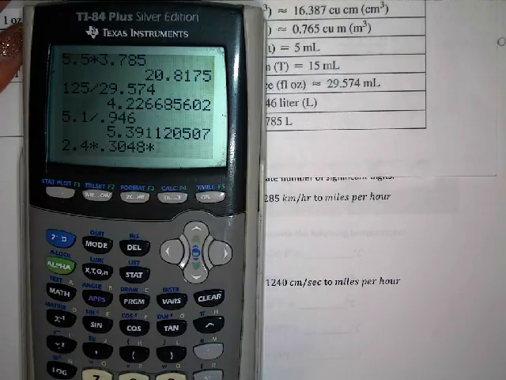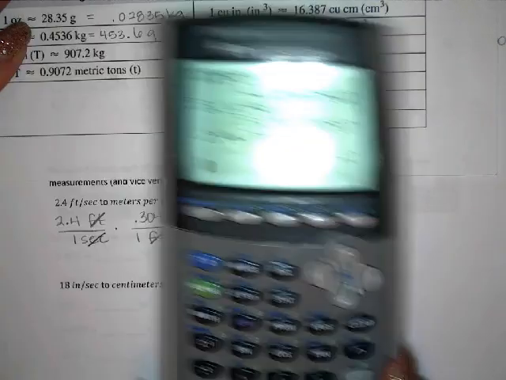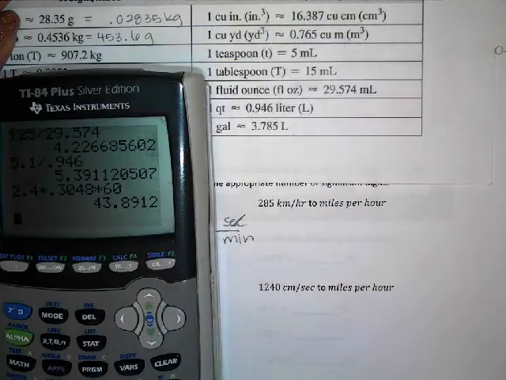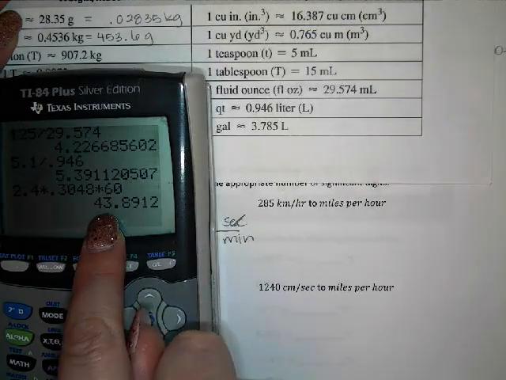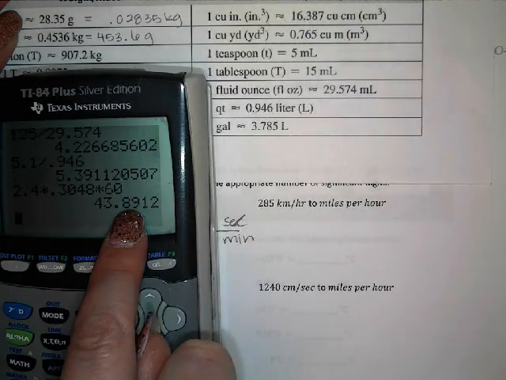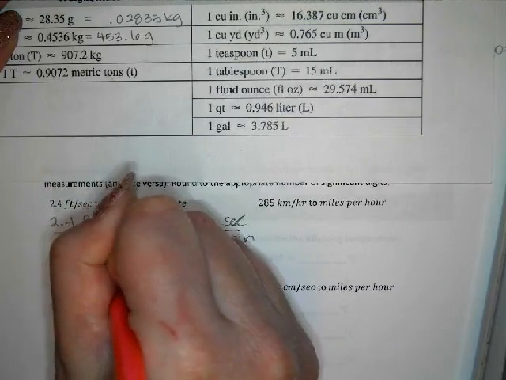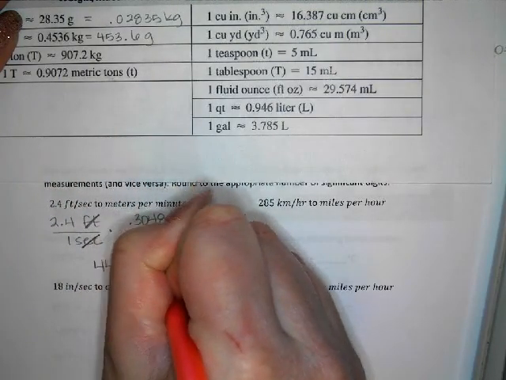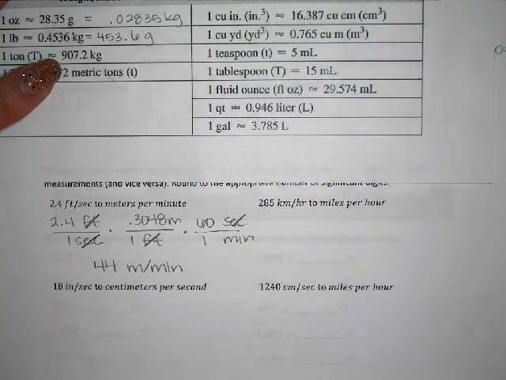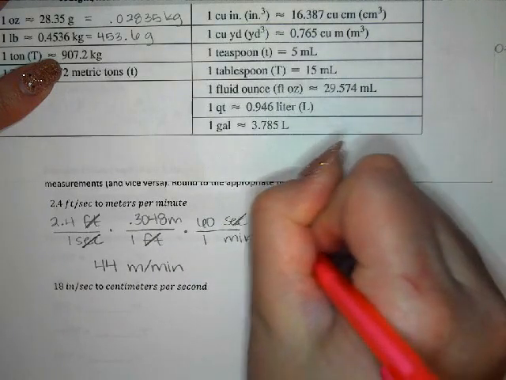Two significant digits would be the 43 is going to round up to a 44. So 44 meters per minute. All right, 285 kilometers per hour. 285 kilometers per 1 hour.